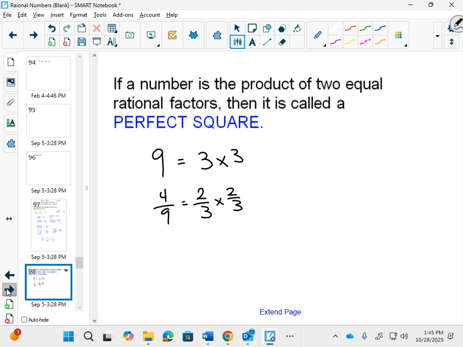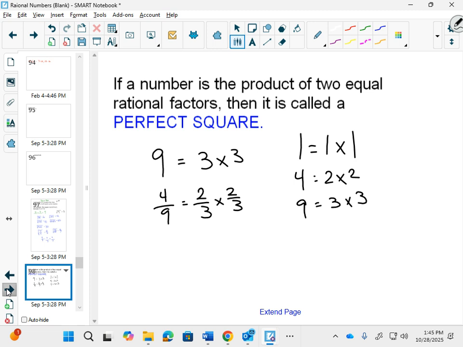Usually we like perfect square whole numbers. So you get 1, 4, 9. What's the next one? I'm looking at perfect squares. 1 is the first in whole numbers. 1 is the first one. 4 is the second one. 9 is the third one. Does anyone know what the fourth one is?